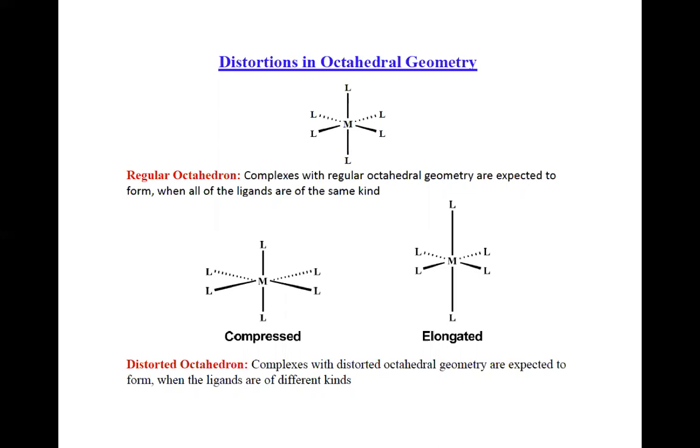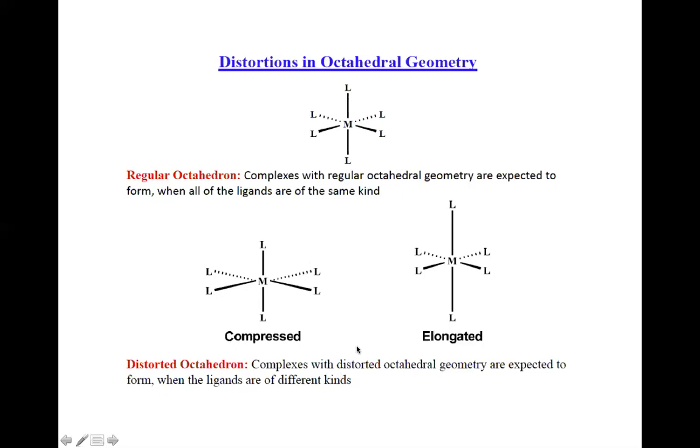On the other hand, in a distorted octahedral complex, it is expected that all the ligands present may not be of similar kind. So this distortion in an octahedral complex can take place in 2 different ways.